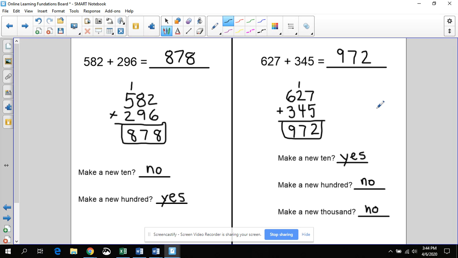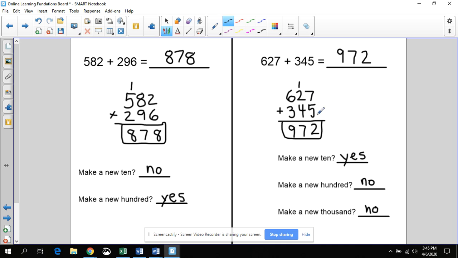So your whole first page is going to be just these two questions. If I make a new 10, which here I did not, then I'm going to answer this question. And making a new 100, I did here, so my answer was yes. 2 plus 6 is 8, which is less than 10, so I didn't make a new 10. 8 plus 9, or 80 plus 90, is 17, or 170, so I did make a new 100.